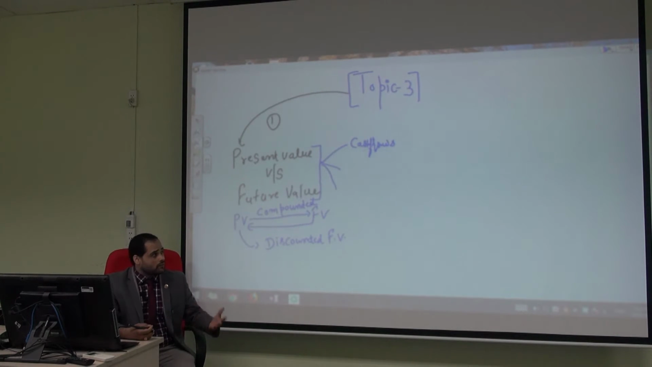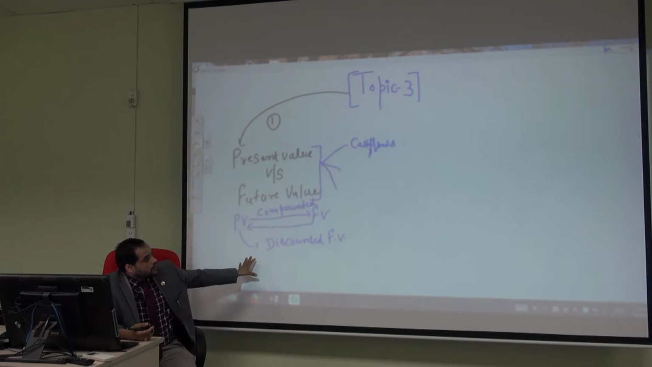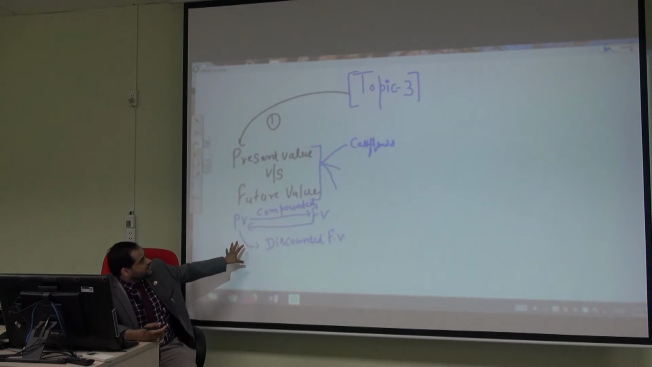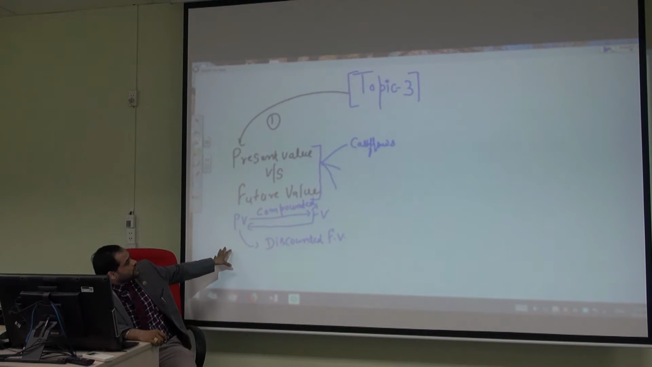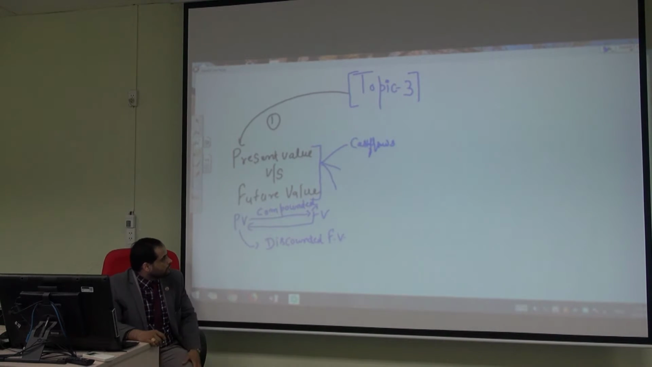As I explain present value and future value, you will probably understand them. And sorry about the projector today, because something is wrong with it, so that's why it's quite blurred. But I think it's not too blurred to understand. I'm really sorry about that.